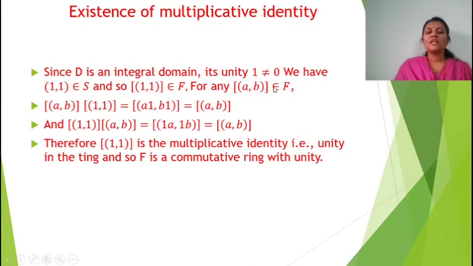So for any (a,b) element of F, we have (a,b)·(1,1) = (a·1, b·1), which is equal to (a·1, a·b)... Similarly, (1,1)·(a,b) = (1·a, 1·b), which is equal to (a,b). Therefore, (1,1) is the multiplicative identity, that is, unity in the ring. So F is a commutative ring with unity.